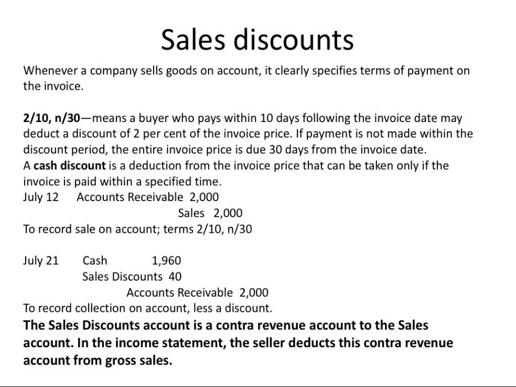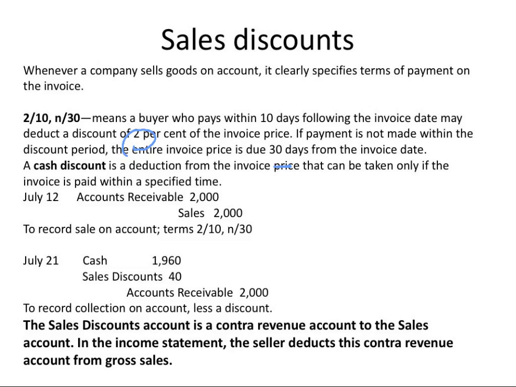Now, because we're selling a product, we could be selling it at a discount. And we offer sometimes to our customers terms of sale. 2/10, n/30 will be on the bill, which means that if the buyer pays within 10 days of the invoice date, they may deduct 2% of the sale. If the payment is not made within that discount period, then they must pay the whole amount in 30 days. So a cash discount is a deduction from the invoice price that can be taken only if the invoice is paid within a specific time period.